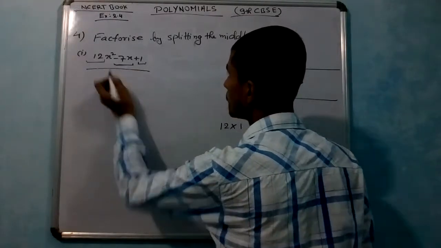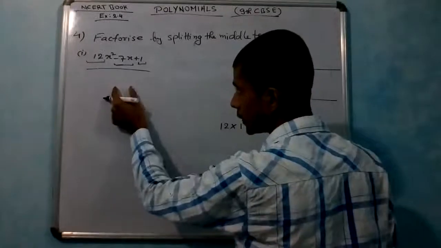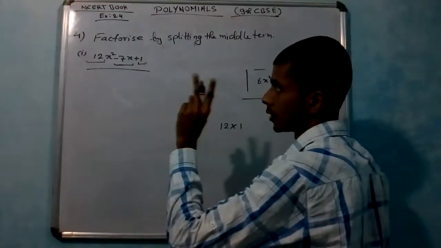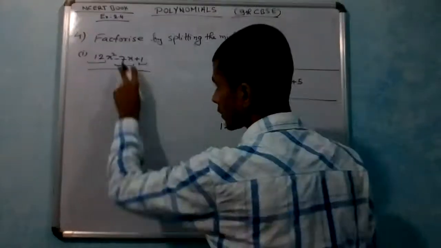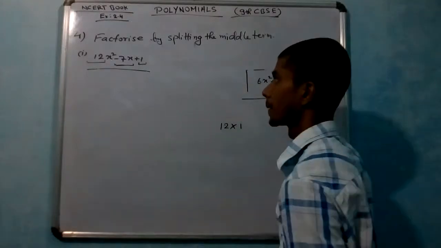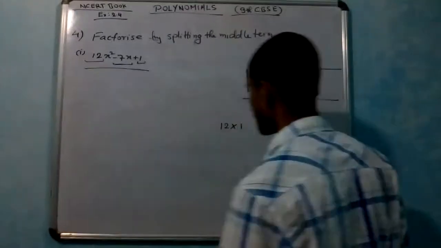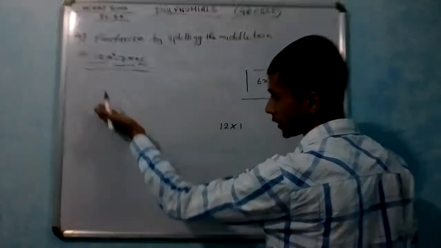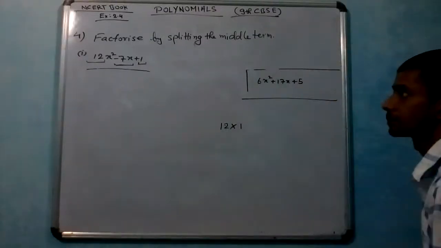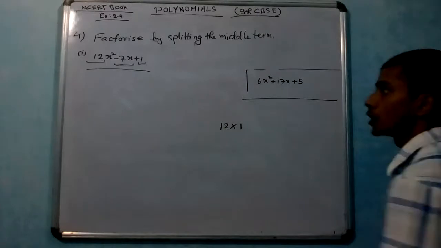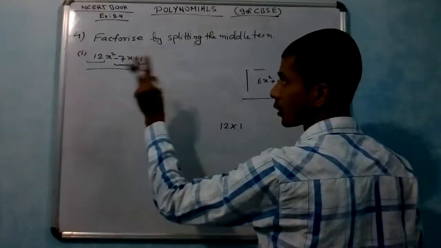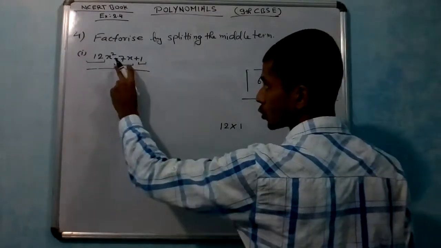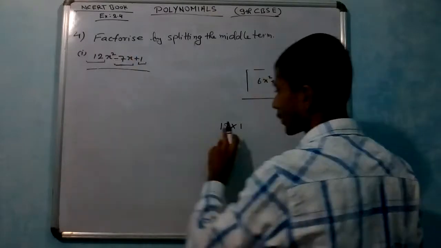This we need to split in two terms. How to split that we are learning here. Once it's split, work is over. Then it is easy to factorize it. So how to split this? How to break this into two equal parts? Sorry, not equal parts, two parts. How to break this? That we are learning here.